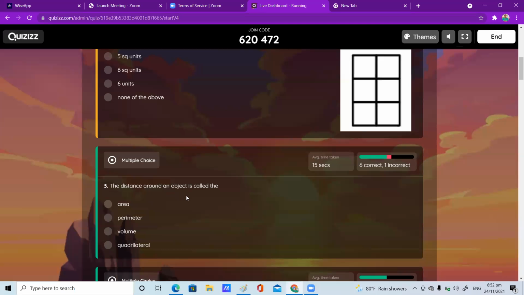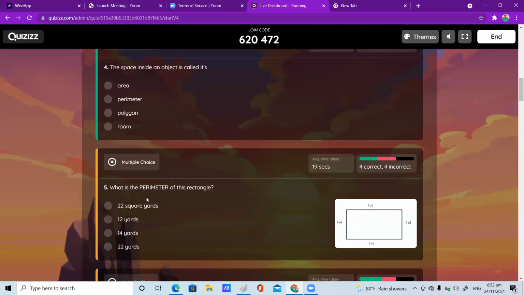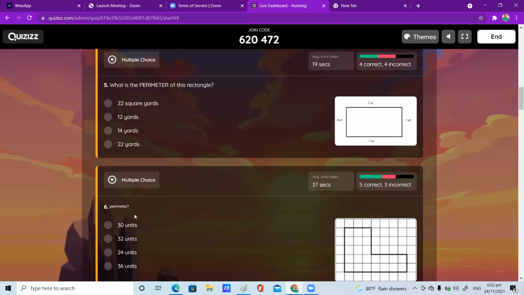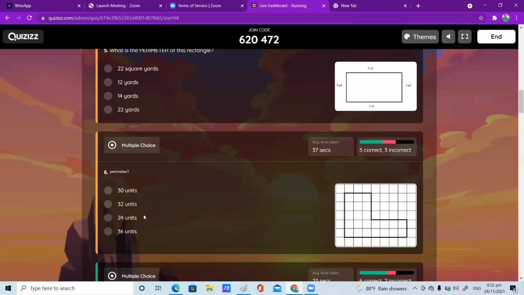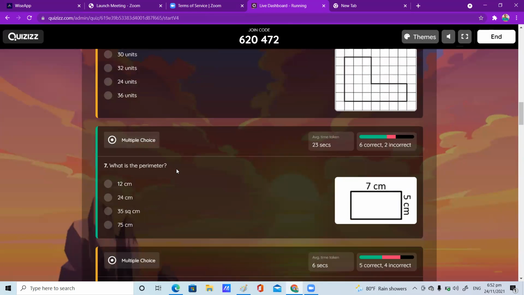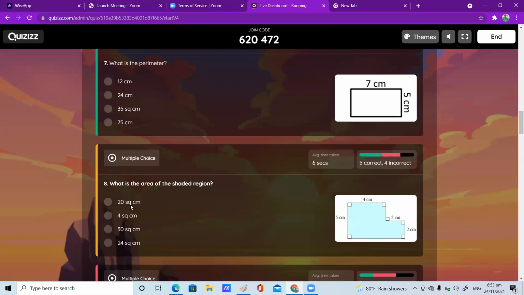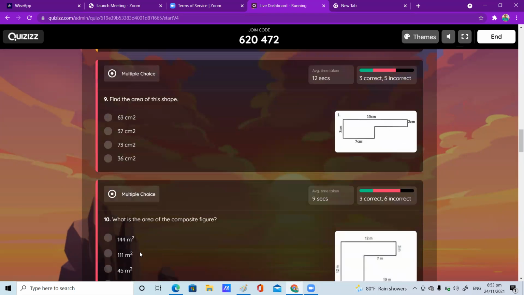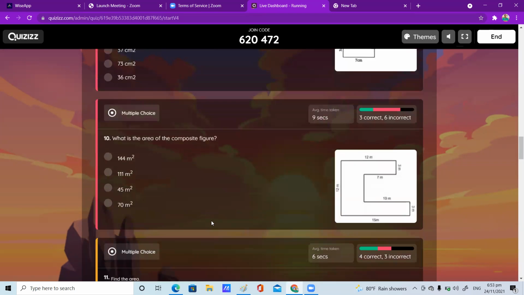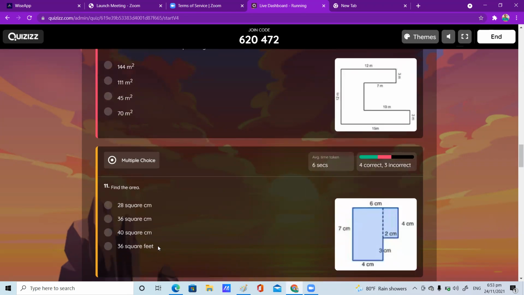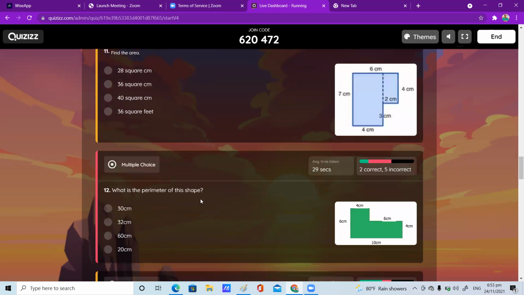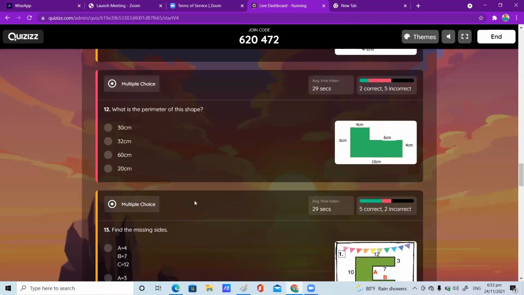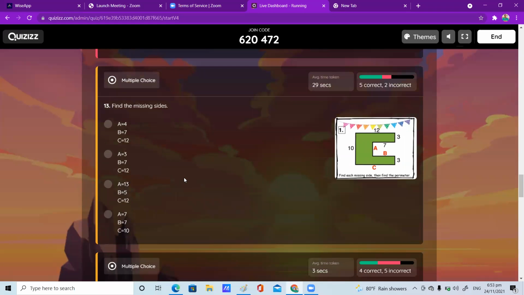The distance around, this is okay. Perimeter, this is also okay. Perimeter means you can count and write. Here, what is perimeter, right? Area also we can find. Area of composite figures, find the area. The perimeter of the shape, this inside you can.